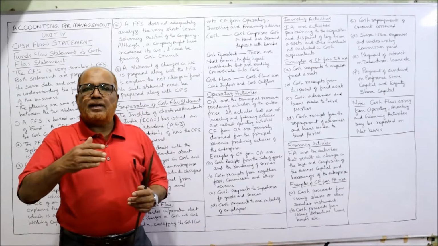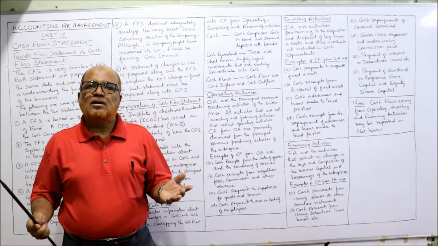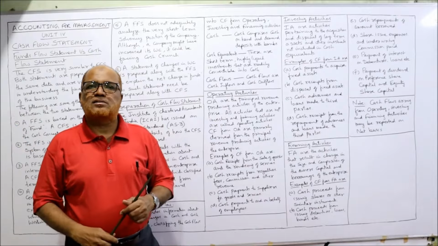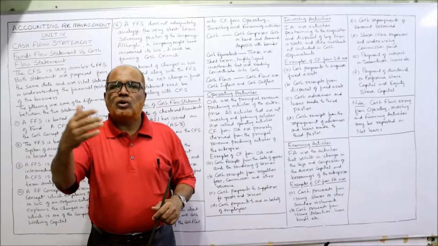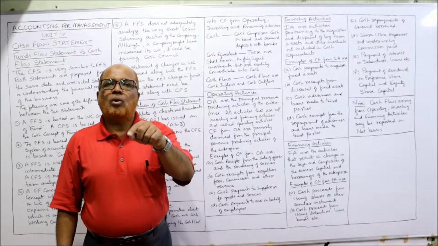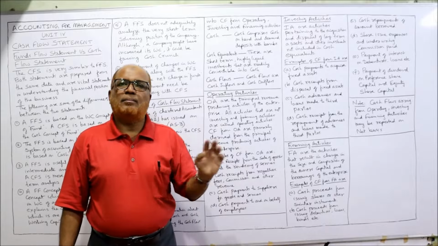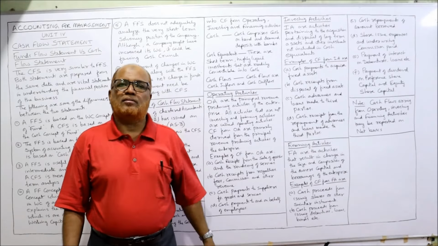Example, if the company has issued the shares, the shareholders are the owners. The company has raised the funds from the owners, shareholders. That will come under financing. Similarly, a company may issue debentures. Debenture holders are the lenders. They are not the owners. They have lent the money. So the company has borrowed the money from debenture holders.